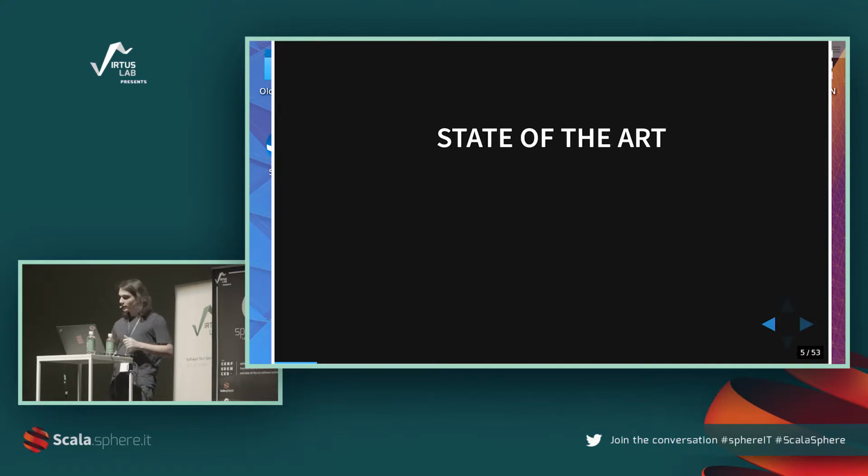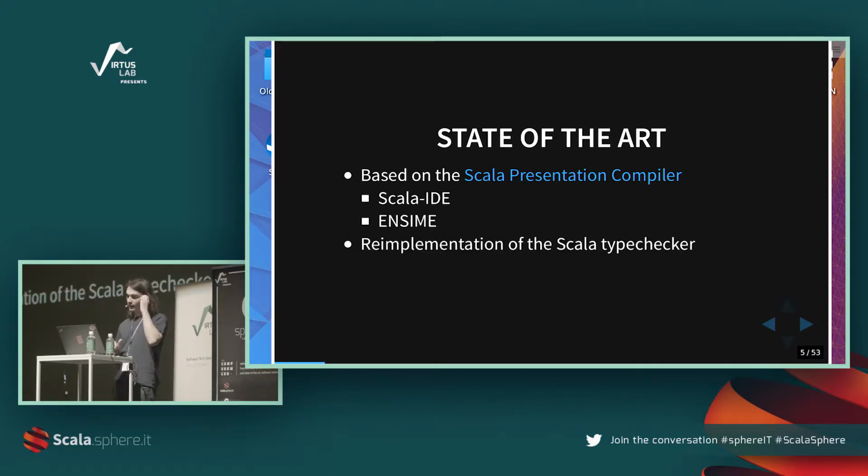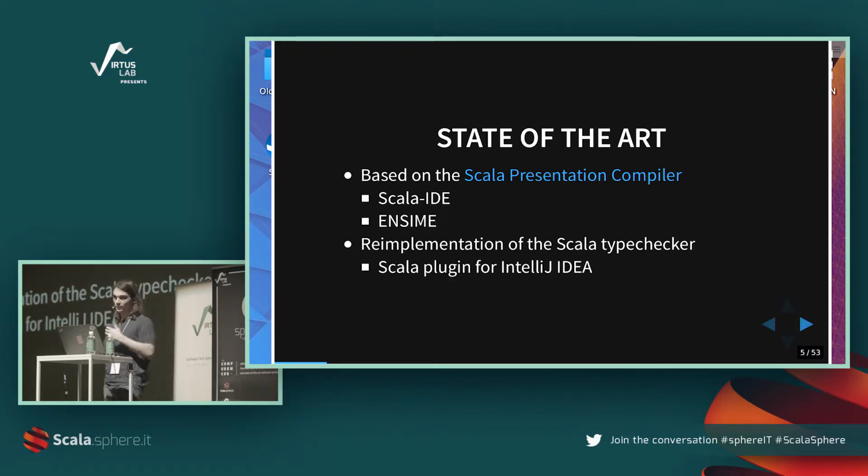So what exists so far in the world of Scala? We have two kinds of IDEs based on the Scala presentation compiler. That means the Scala compiler itself in a mode used to get information for IDEs. There's Scala IDE, the Eclipse plugin, and there's Ensime. And there's another re-implementation of the Scala type checker, which is the Scala plugin for IntelliJ. And of course, I'm not going to say anything bad about these projects because the people working on these projects are in this room.